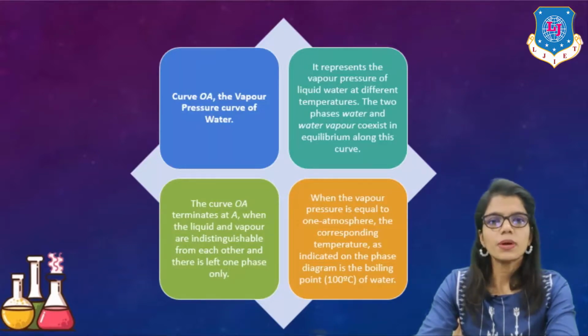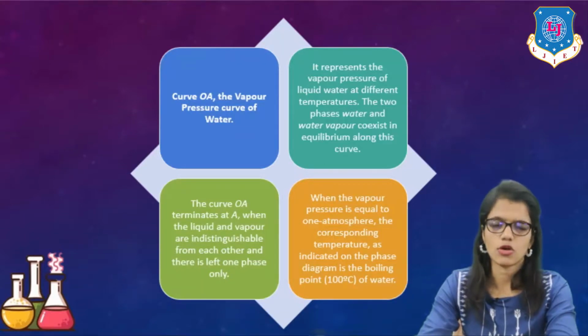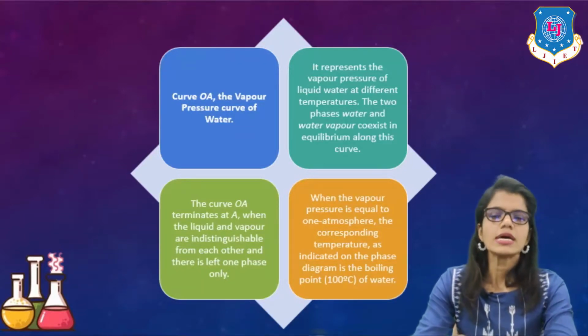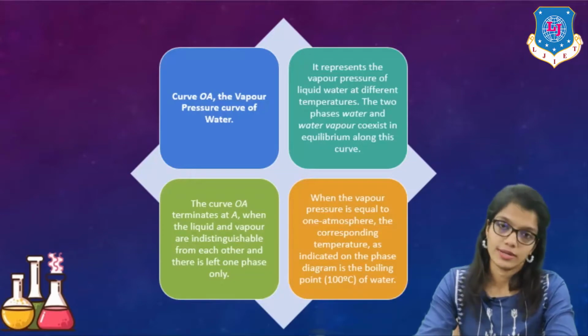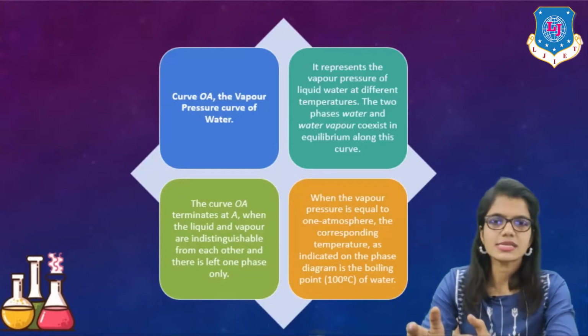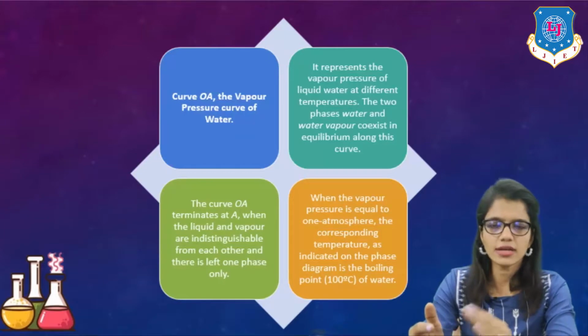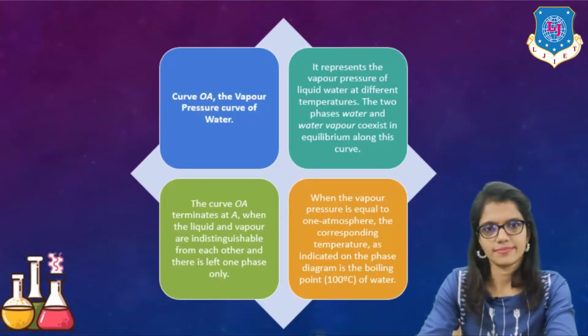Now, when the vapor pressure is equal to 1 atmosphere, the corresponding point indicated on the phase diagram is the boiling point, which is 100 degrees Celsius for water. Right? Curve OA terminates at A, where the liquid and vapor are indistinguishable from each other and only one phase is left. So it ends at that particular point and after that another phase starts forming. This is the way we can understand it.